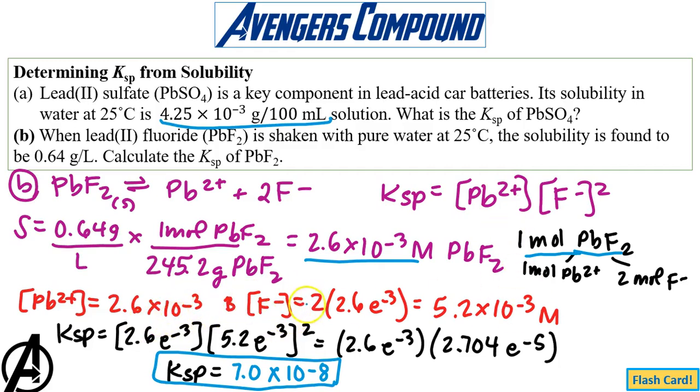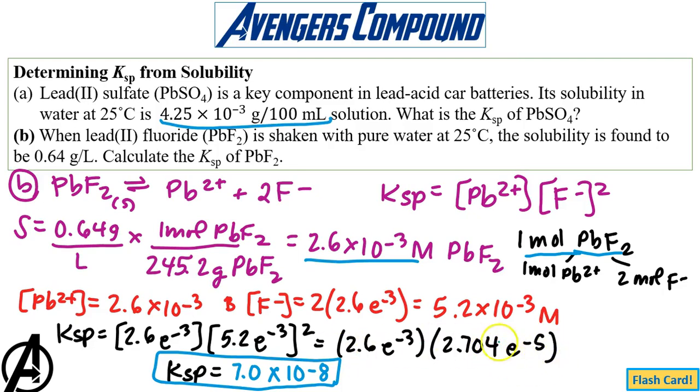But for F-, it's going to equal 2 times 2.6 times 10 to the negative 3. When I multiply 2.6 times 10 to the negative 3 by 2, I get 5.2 times 10 to the negative 3 molar. Now I have my concentration that I can plug into my Ksp expression. So Ksp is going to equal, of course, this expression here. I'm now plugging in values. So Ksp is now going to equal 2.6 times 10 to the negative 3 multiplied by 5.2 times 10 to the negative 3 raised to a power of 2, or squared. That's equal to 2.6 times 10 to the negative 3 multiplied by 2.704 times 10 to the negative 5.